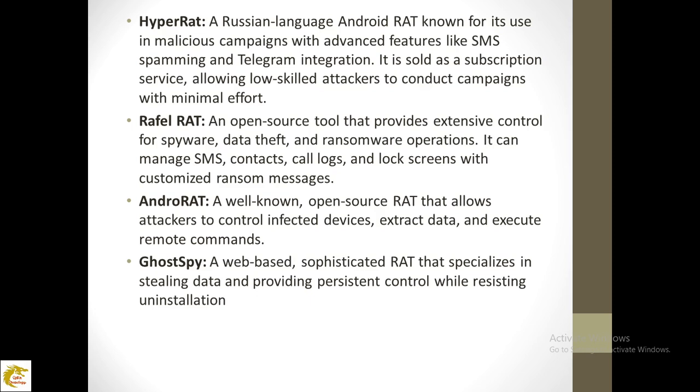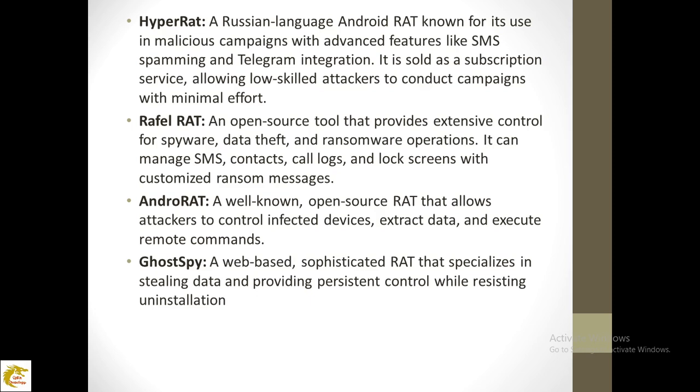Let's move on to other tools: HyperRAT, ReferRAT, and RedGhost. HyperRAT is a Russian-language Android RAT known for its use in malicious campaigns with advanced features like Telegram. It is sold as a subscription and is a tool for a low-skill hacker. We will basically focus on scams. There are a lot of scams.